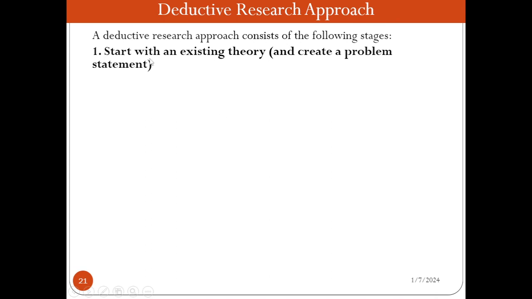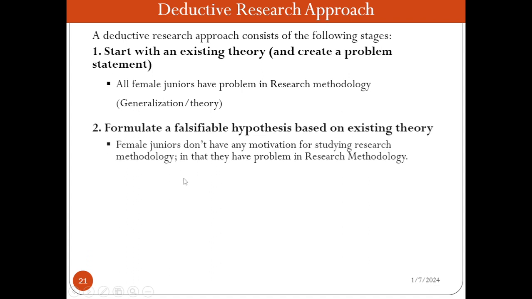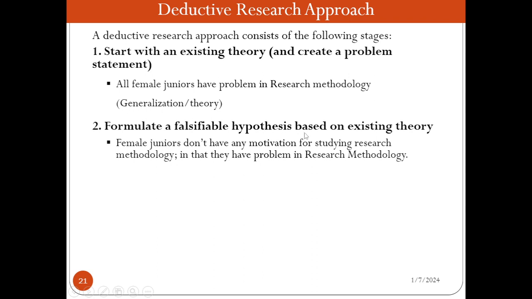Now, number one, we start with an existing theory. That means we start from a very general problem or general thing. We can say all female juniors have problem in research methodology. See, we started from general. Then coming down, we formulate a feasible hypothesis based on existing theory. We say female juniors don't have any motivation for studying research methodology, in that they have problem in research methodology.